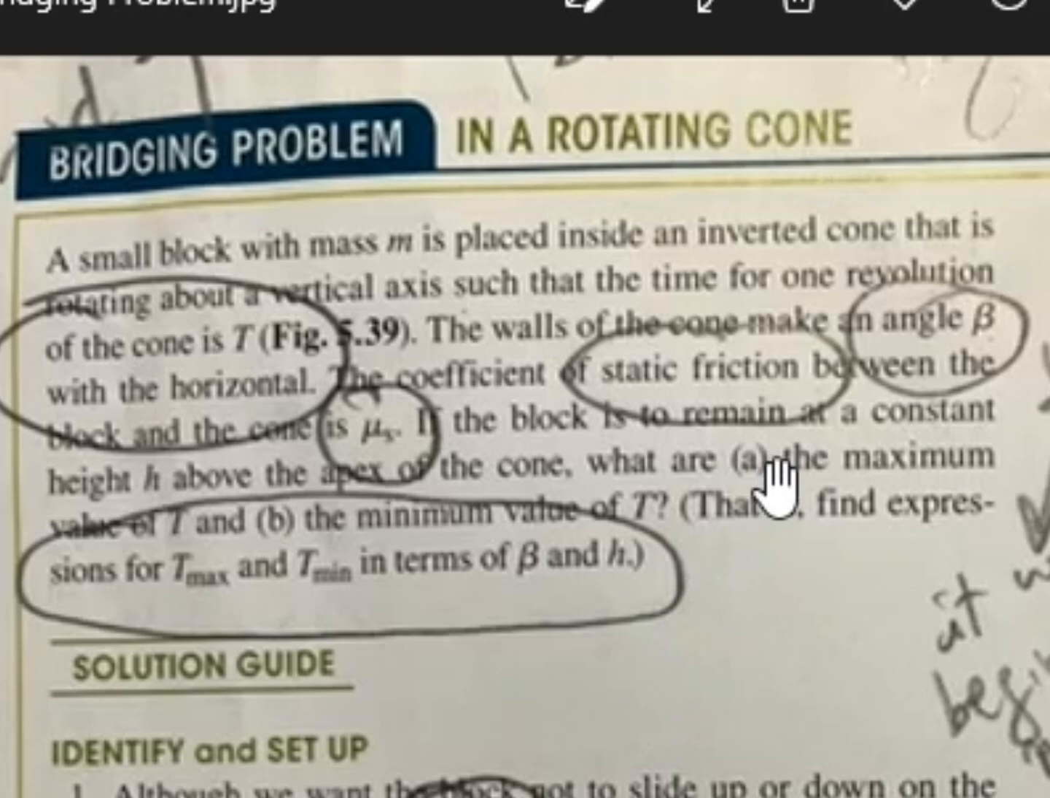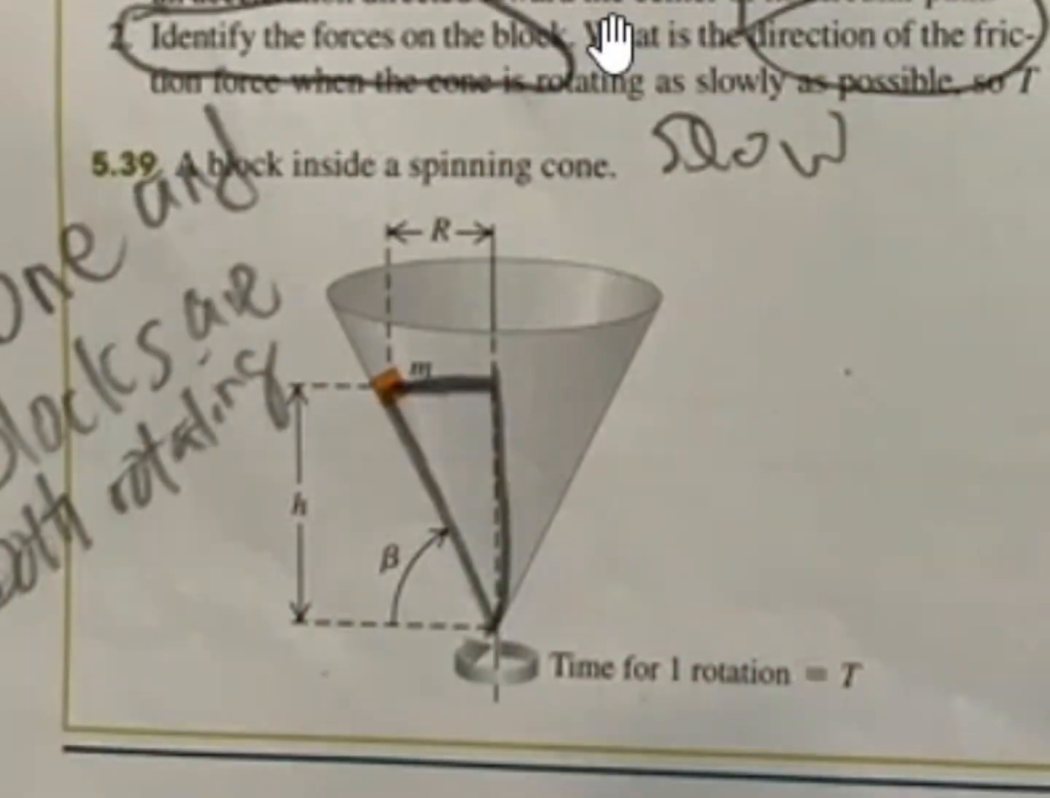A, the maximum value for the period and the minimum value of the period for the piece of mass to rotate affixed to the cone.